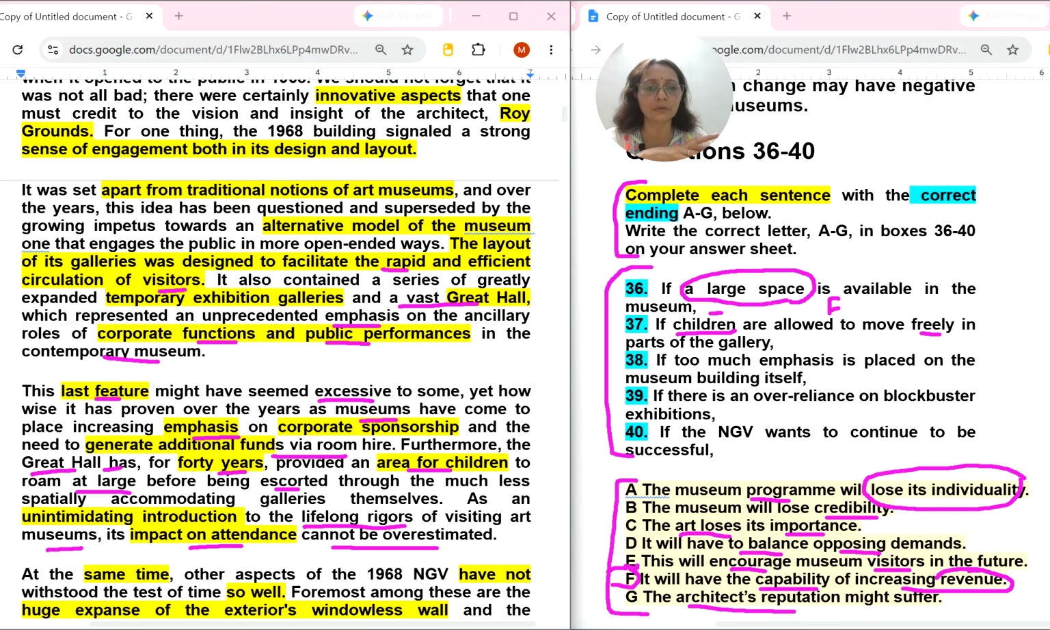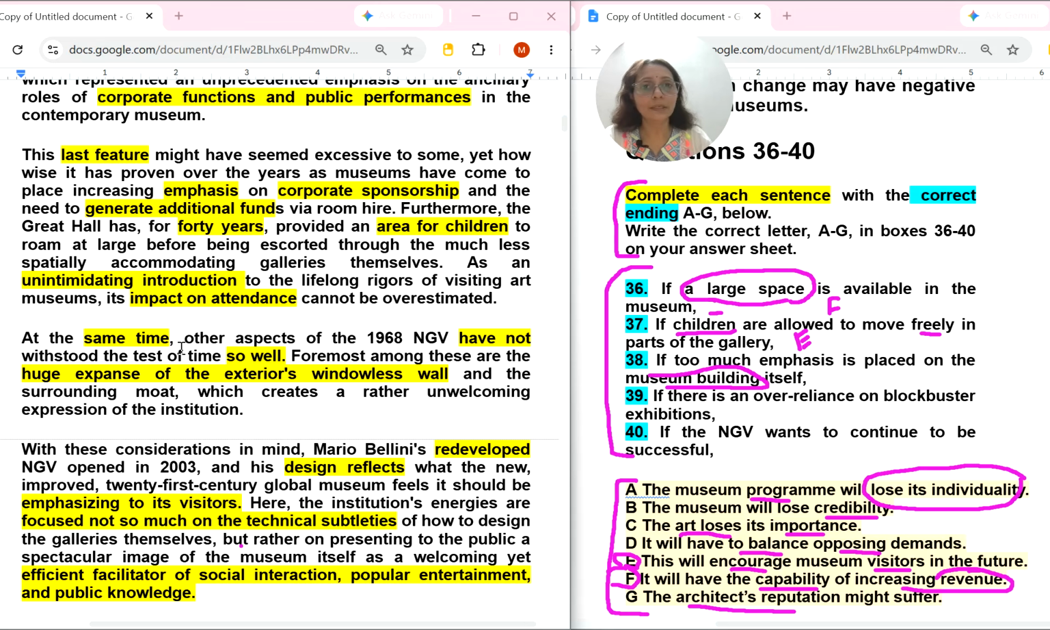So this one is also done. Now number 38, here E will come: if too much emphasis is placed on the museum building. Yes, we need to find this museum building. Please do practice with me. You can subscribe, like and share my video at the end if you find this video helpful. So we were looking for building.